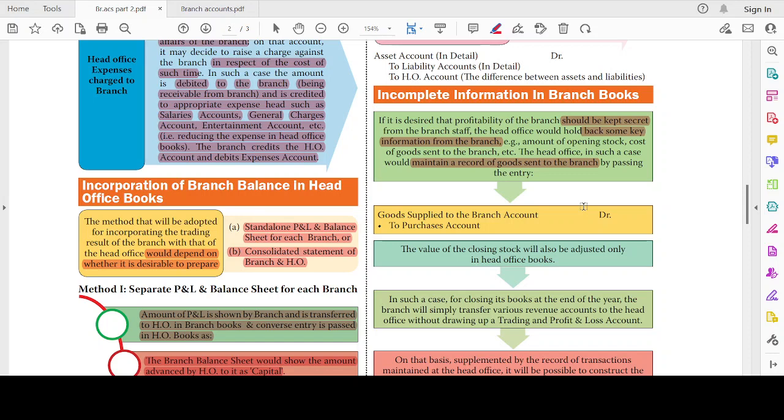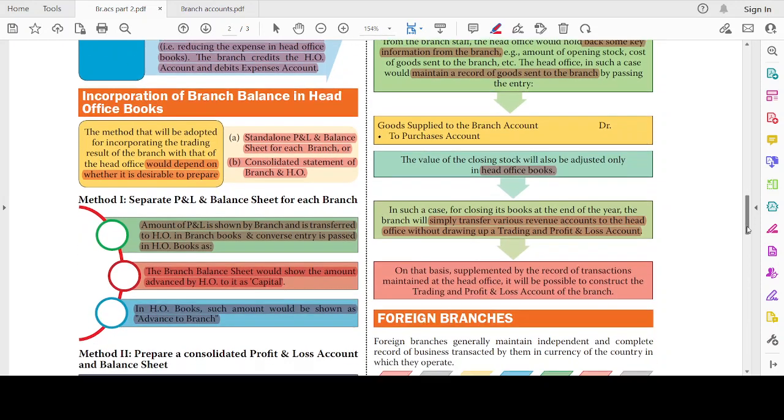Okay, for this goods in branch account, which was there, this will be there in the head office books. The value in the closing stock will be adjusted only in the head office books. It's a case of closing the books at the end of the year. The branch would simply transfer the various revenue accounts to the head office, drawing up the trading profit and loss account. Standalone P&L will not be prepared, like we do in the consolidated method. Every revenue account will be transferred to the head office.